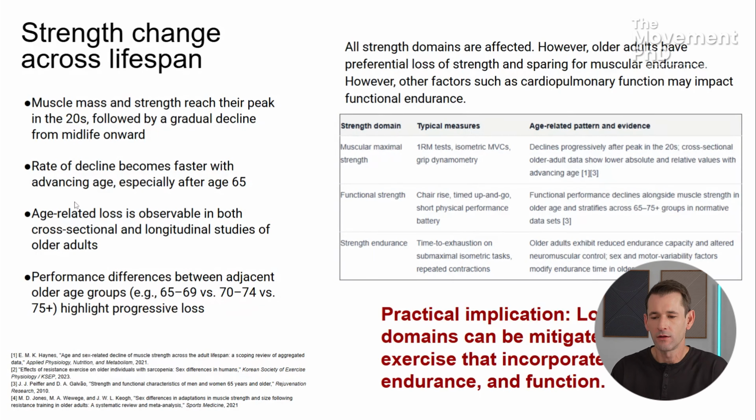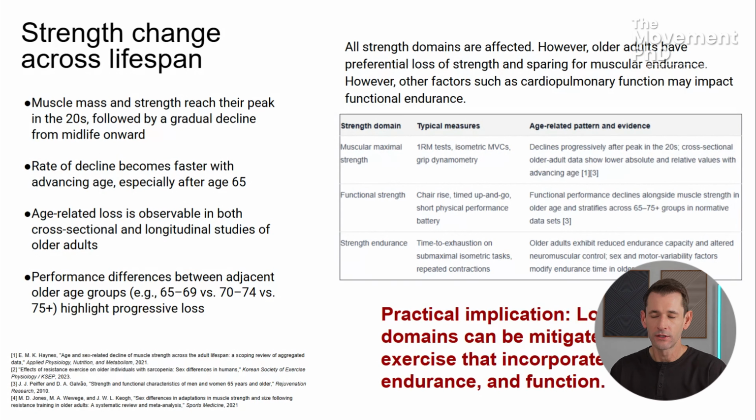This strength loss related to age is observable in cross-sectional studies, just taking groups of people, which is one level of evidence. Also in longitudinal studies, where they follow older individuals from one age to an older age, we see that age-related loss across both. So that's giving us good evidence that there is an age-related loss in muscle strength, the force-generating capabilities of that muscle. All strength domains are affected. We see losses in power, in strength and function, and endurance.